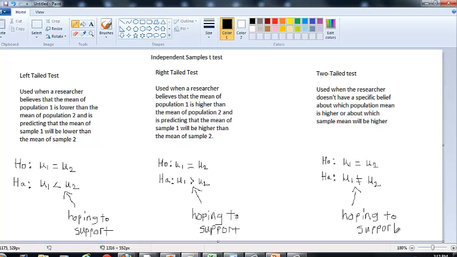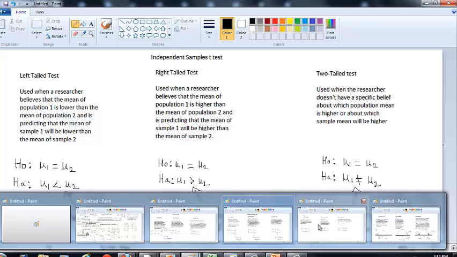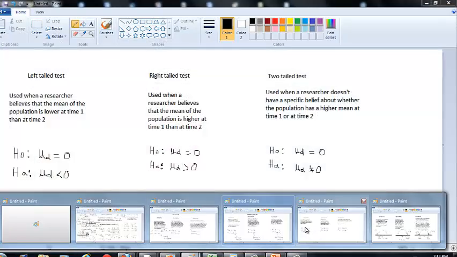And in an independent samples t-test, in a left-tailed test, the direction sign points to the left. In a right-tailed test, it points to the right. And in a two-tailed test, it's simply a not equal sign, just like in the one-sample t-test. The last one is a paired samples t-test.